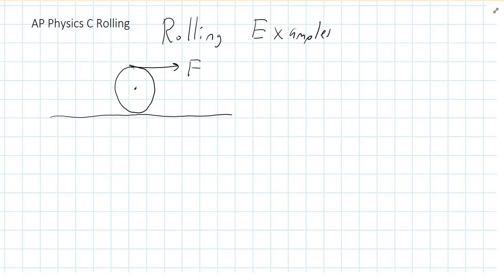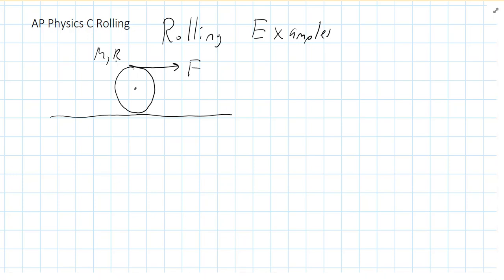Hey folks, I've got some rolling examples for you. These are just problems we're going to work on and talk about a little bit. So let's say you have a paper towel roll, which is basically a solid disc or solid cylinder, with mass m and radius r, and you pull on it with a force F, and it rolls along the table. That force F is kind of like you're unwinding it, okay?